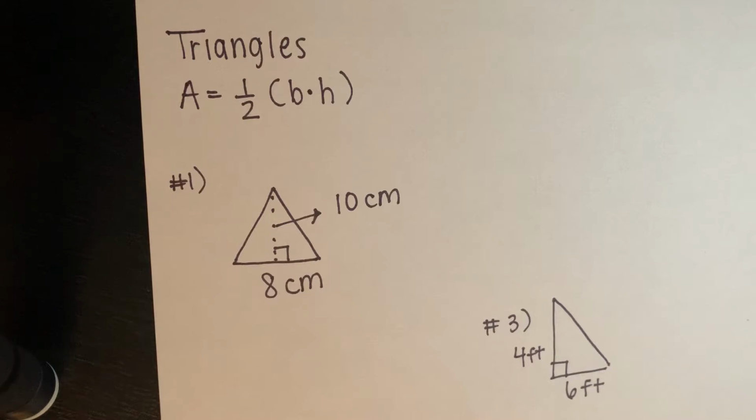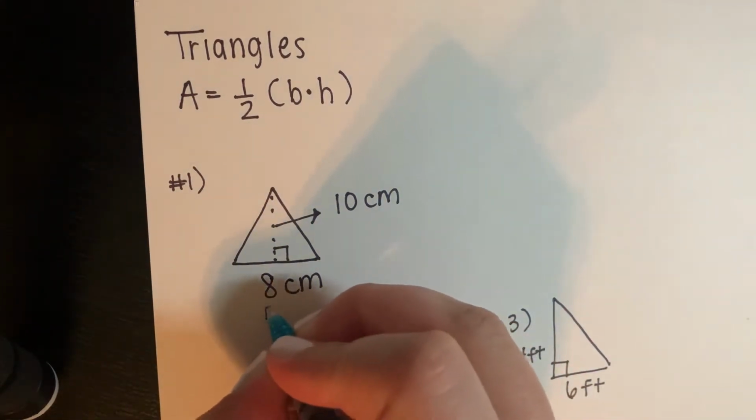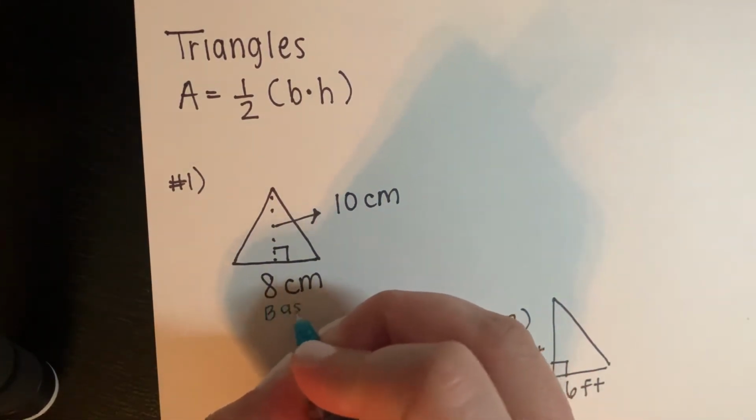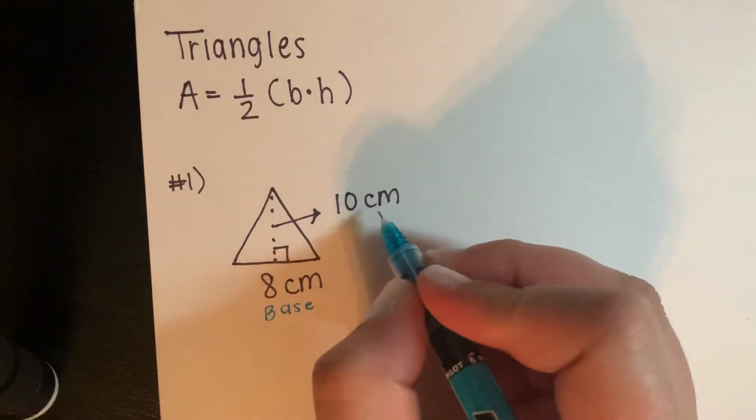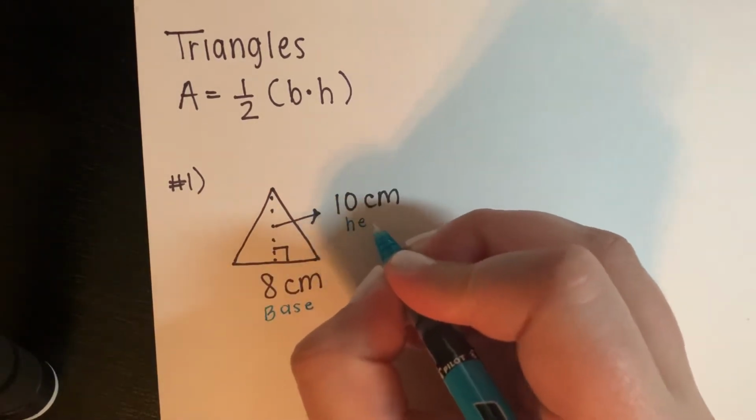Right, so here are the triangles. I did a total of 3 problems for this one. Again, though I wrote the formula there for you, area equals 1/2 base times height. For reference of base and height, base is the one at the bottom, so I will write base here, and 10 centimeters would be considered the height.